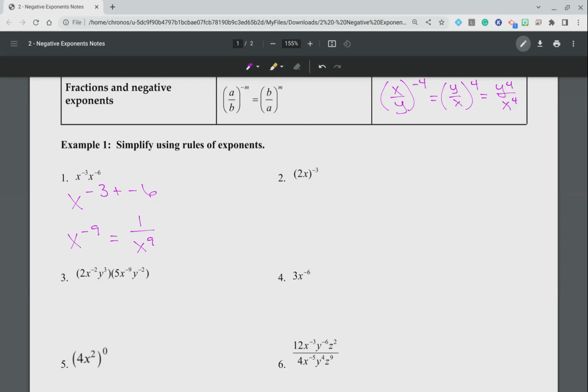All right, number 2, same thing. I need to use my exponent rule from yesterday first that says everything inside of these parentheses is going to get that exponent. So this is 2 to the negative 3rd, x to the negative 3rd. In order to get rid of that negative exponent, remember I change it into a fraction: 1 over 2 to the positive 3rd, x to the positive 3rd. And then last step, 2 to the 3rd power is 8, x to the 3rd.